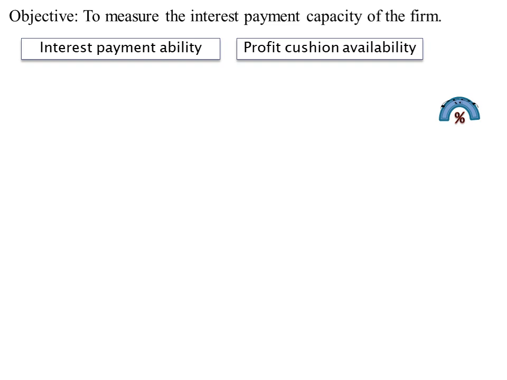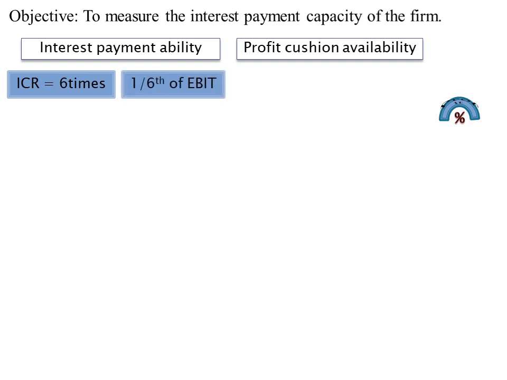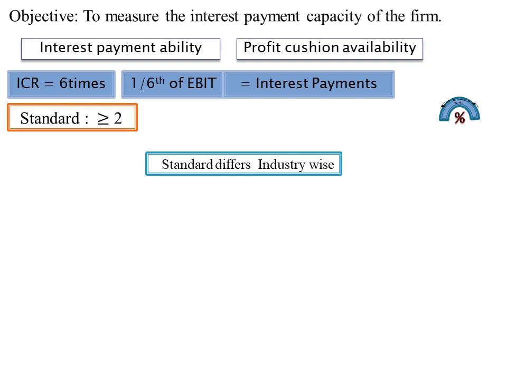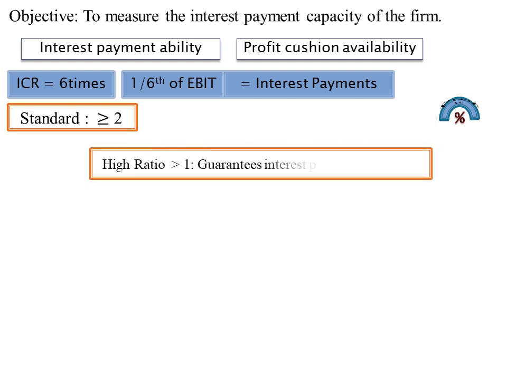For example, an interest coverage ratio of 6 times would indicate that even if the firm's EBIT goes down to 1/6 of the present level, the available EBIT can still fulfill the interest claims. A ratio of 2 times or more is considered satisfactory, and this standard differs industry-wise. Generally, a ratio greater than 1 guarantees interest payment to creditors, but it should not be below 2, as after paying interest, the firm has to fulfill other obligations such as payment of loan installments, dividends, other appropriations, etc.